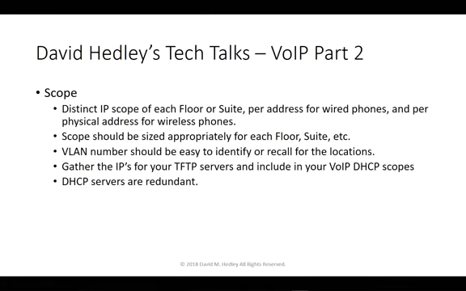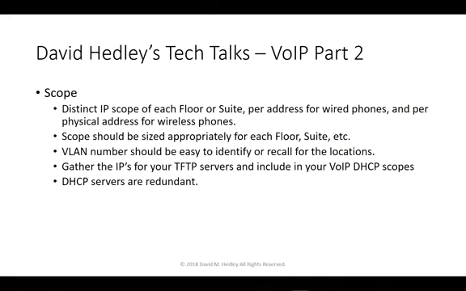Okay, for this, we want a distinct IP scope for each floor or suite per address, and I mean physical address, mailing address, street address, whatever you want to call it. 123 Main Street. So I know that second floor, 123 Main, here's this scope, third floor is this, right?